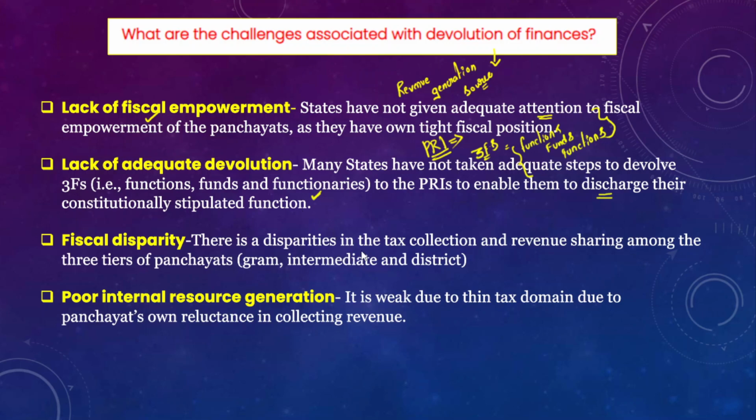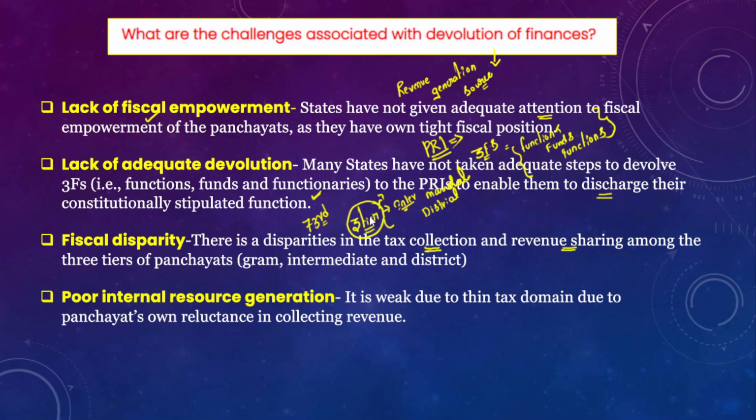After that, we need to talk about the fiscal disparities in the tax collection and revenue sharing among the 3 tiers of the Panchayati Raj institutions. Please remember, the 3-tier Panchayati Raj institution involves a Gram Sabha at the village level, a Mandal Parishad at the intermediate or block level, and a Zilla Parishad at the district level. This 3-tier structure is provided by the 73rd constitutional amendment.